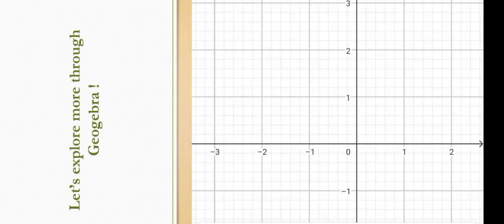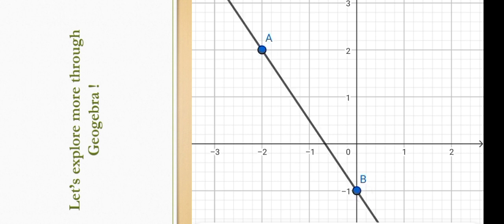For our first example, let us suppose that there are two points. The first point would be A and our second point would be B. In order to create a line from A to B, we will insert a line from A to B. So now we already have a line.